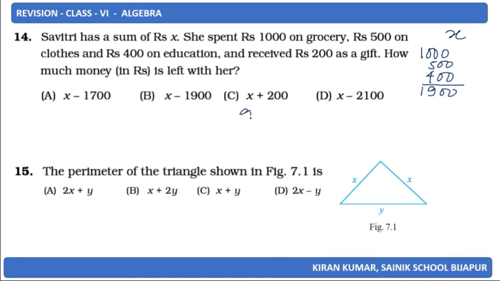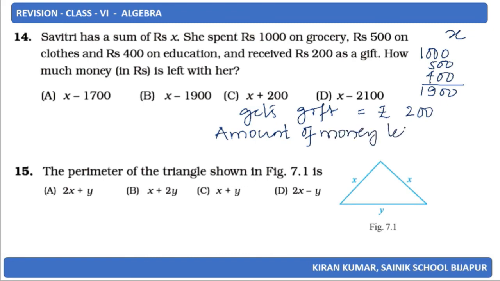and she gets a gift of rupees 200. So the amount of money left will be equal to x minus 1900 plus 200. Why minus 1900? Because she is spending it. Why plus 200? Because she has got 200 rupees. So the total is x minus 1700. So option A is the right answer.